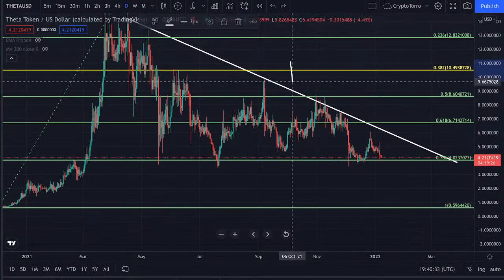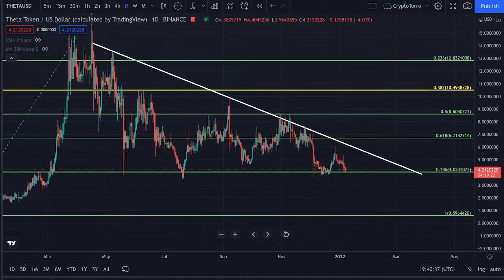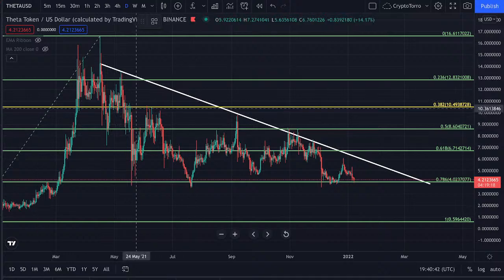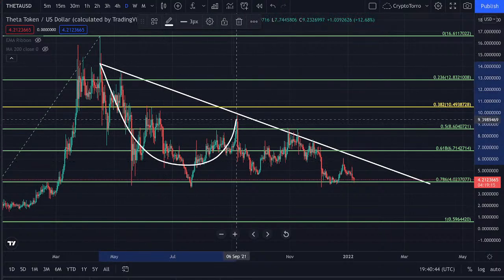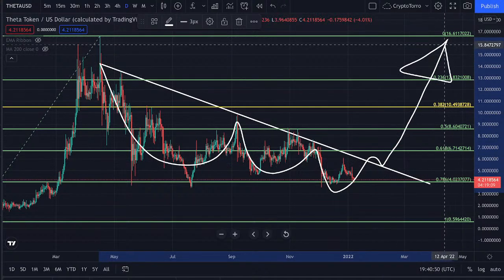Well, what we would like to see ideally on Theta, not Theta Fuel, that's a different cryptocurrency, is a breakout occur above this descending resistance. So we would like to see a breakout occur above it, find support on top of it, and experience momentum towards the upside. Why?